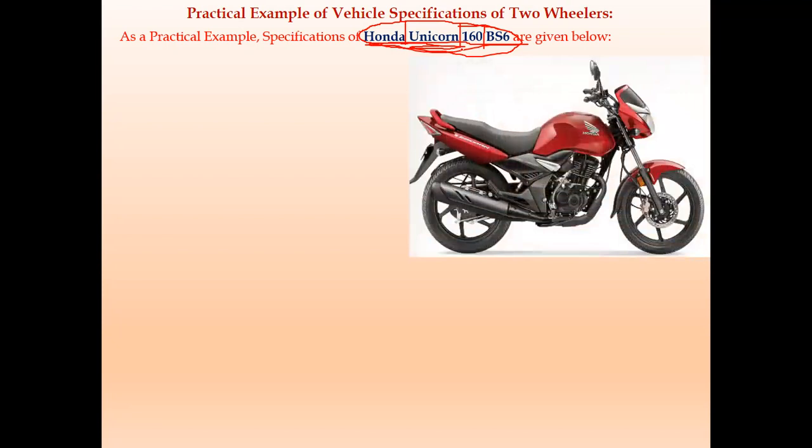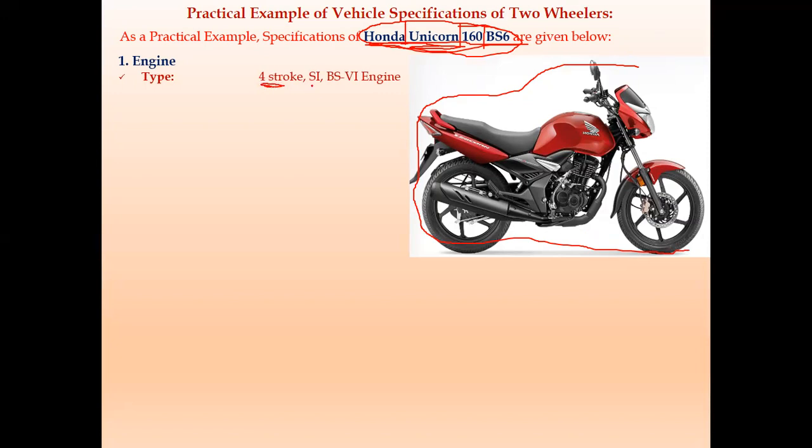So we'll see the specification of this vehicle. This is a Honda Unicorn vehicle, which is of 160 cc. How can we specify this two-wheeler? That we will see. So the first parameter is the engine. In case of engine, the first is the type of the engine. If you see, it is a 4-stroke engine. SI means spark ignition engine, that is, we have a spark plug for combustion of the engine.